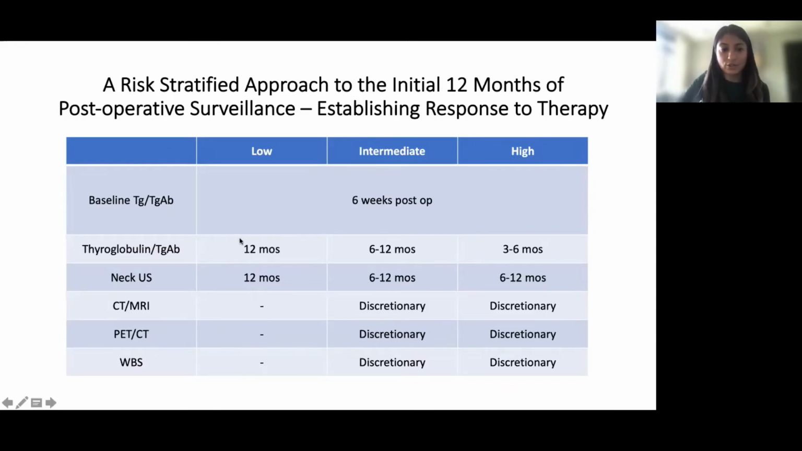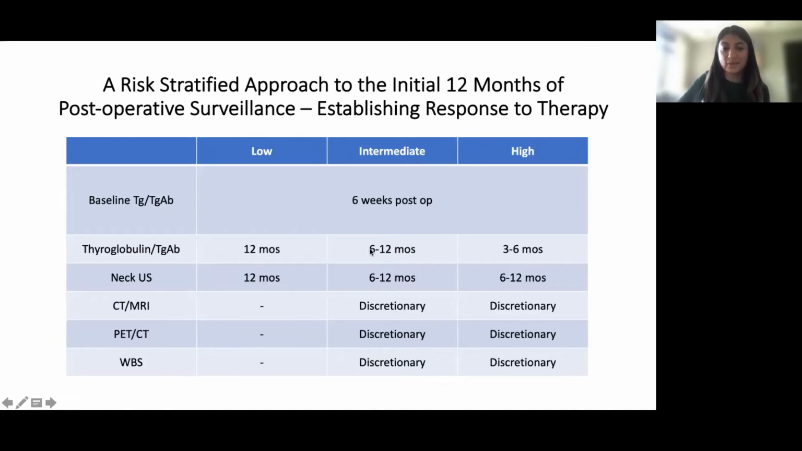And then usually at around 12 months, we will repeat the tumor marker and the ultrasound. And so that's the first 1 year. If the patient started with intermediate risk disease, then of course we still need that 6-week post-op tumor marker.